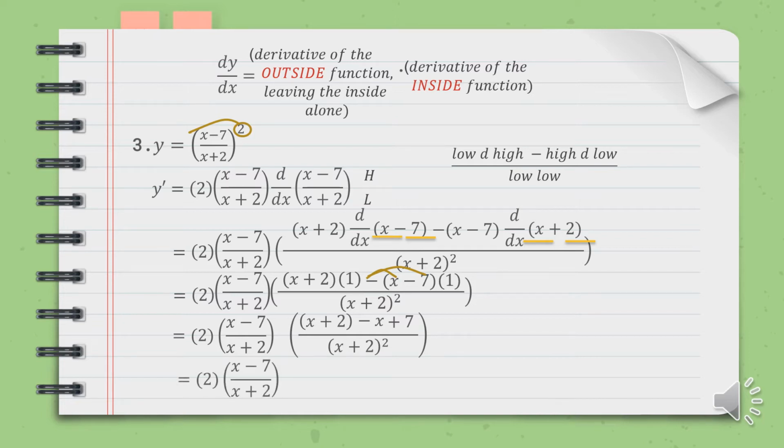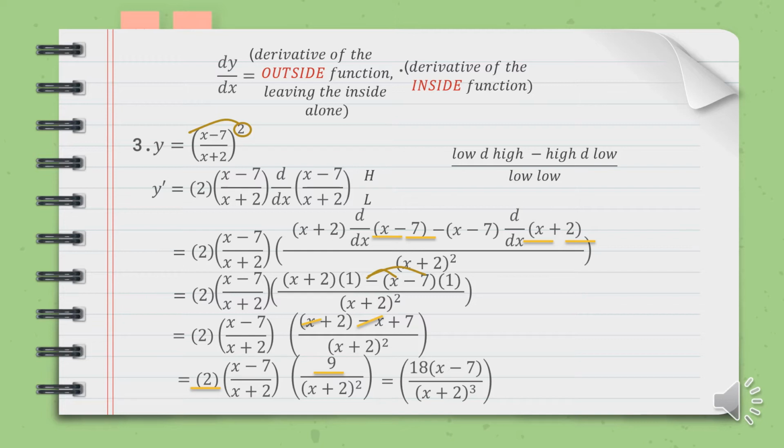Simplify natin yung nasa parenthesis. It will be, copy muna natin, subtracting the similar terms. Ayan yung x and negative x. Wala na yan. It will be 0. And 2 plus 7 will give us 9 all over the square of x plus 2. Next, we'll multiply 2 and 9. It will give us 18. Then, the numerator x minus 7 all over the cube of x plus 2.